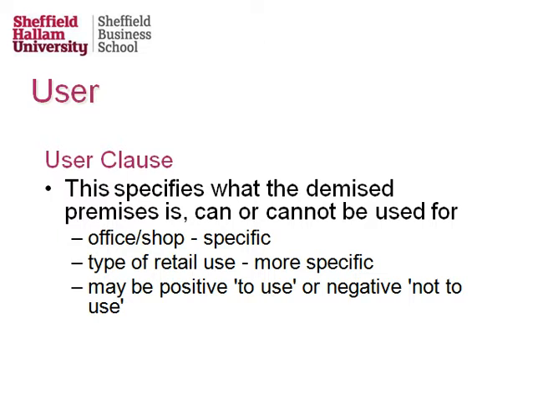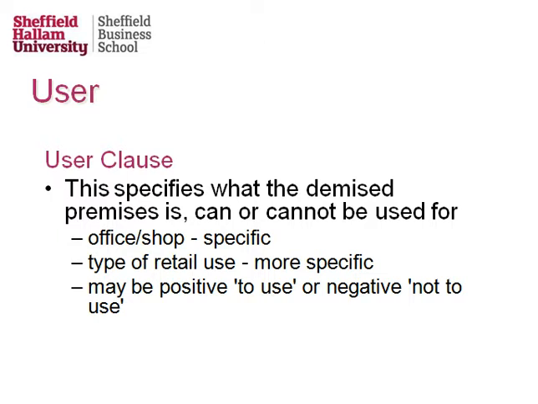Maybe even more specific than that and specify a type of retail use. So it may, for example, say something like to be used as a retail shop for the sale of high-class ladies' fashion wear. And only by reading the lease can you see whether it's that specific or whether it's a little bit broader and just referring generally to retail use, for example. There may be positive clauses, so to use for, but equally there may be negative clauses, not to use for.